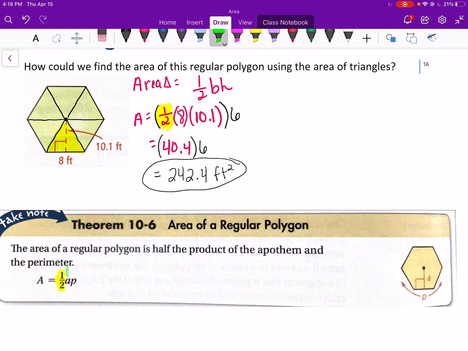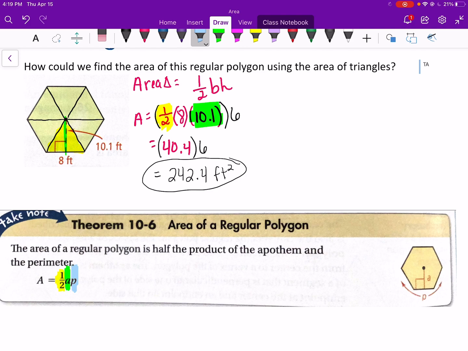The second part is 1/2 times the apothem. So if we look up at our calculation, remember the apothem is 10.1, and we did multiply by 10.1. So we used the apothem, and the area is 1/2 times the apothem times the perimeter.